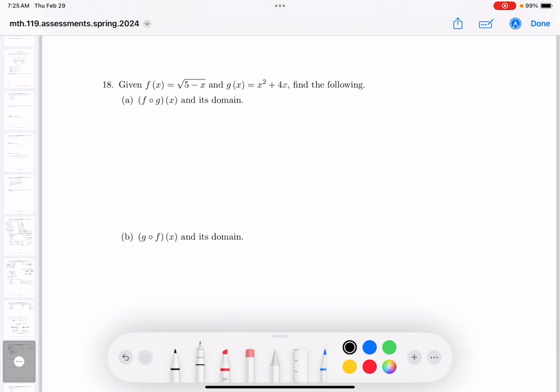This is a composition. It's more difficult. And what I've got to do over here is find the domain and range of it. So I'm going to write f of x down first.